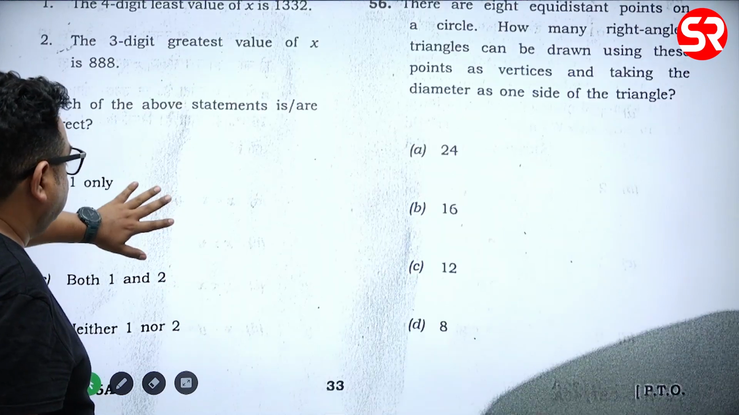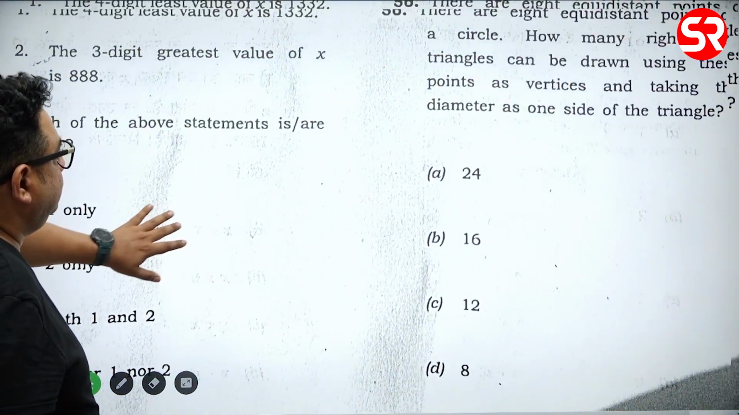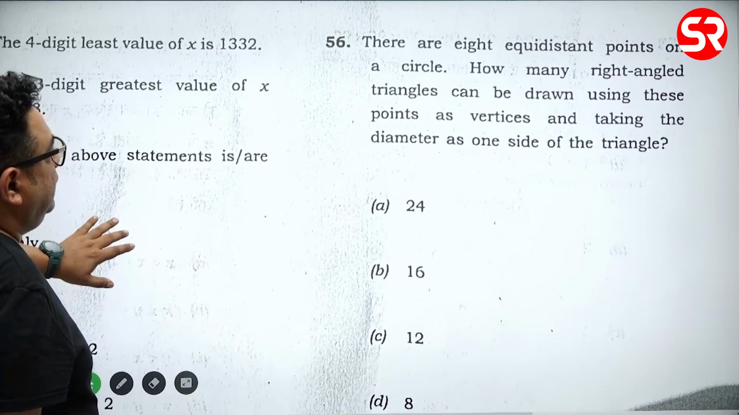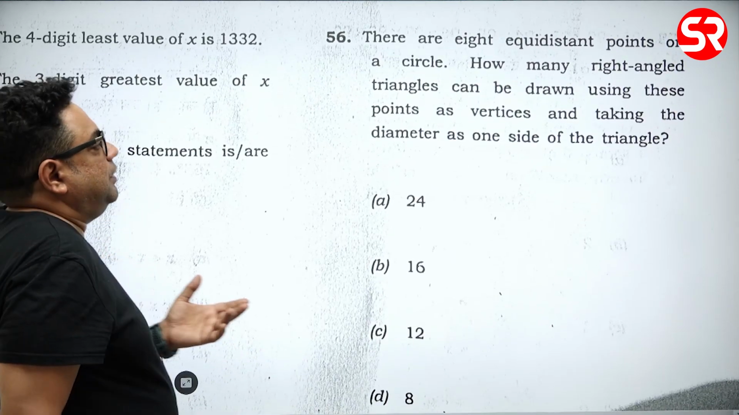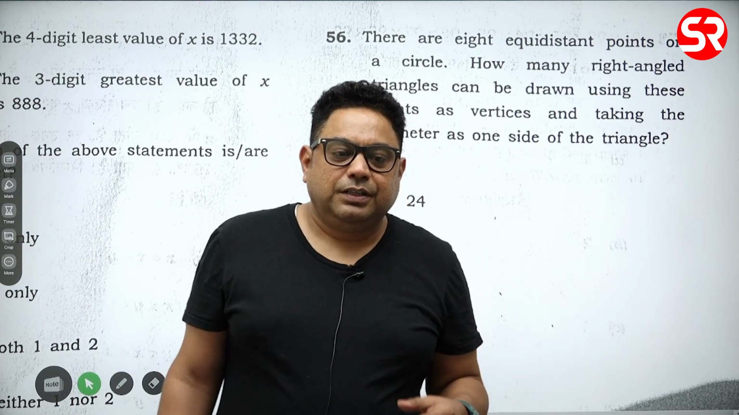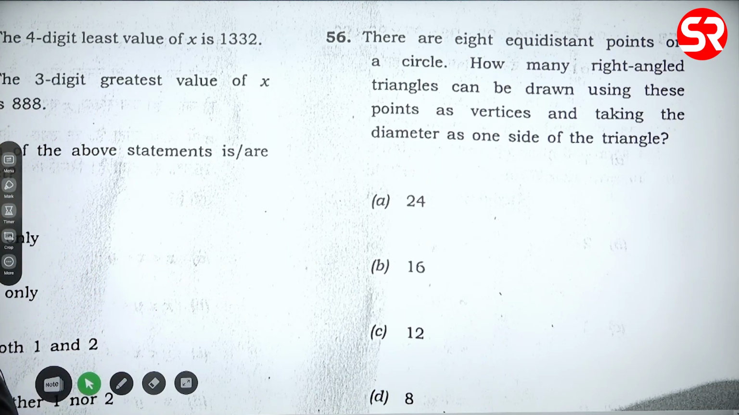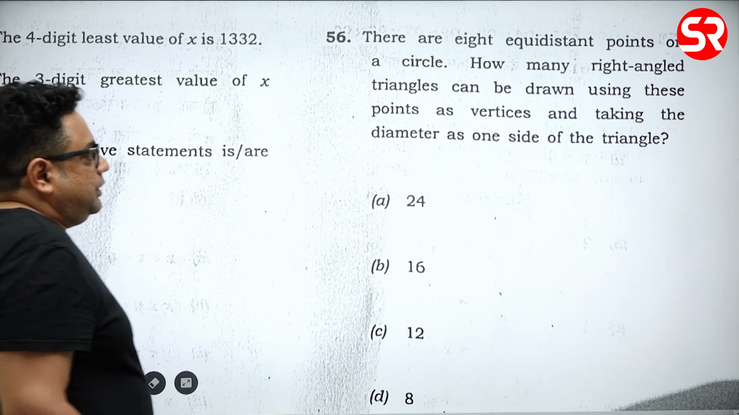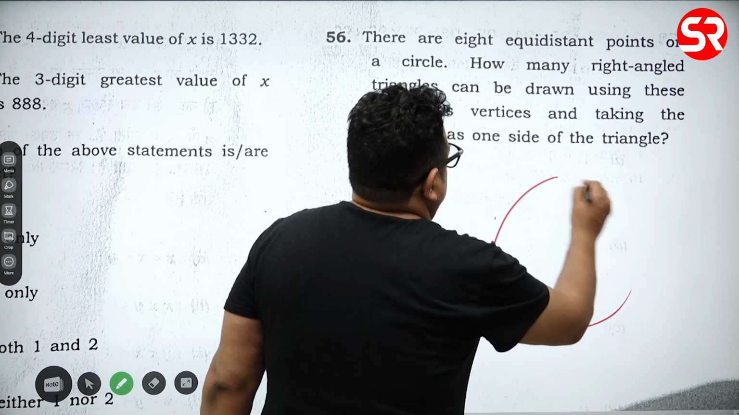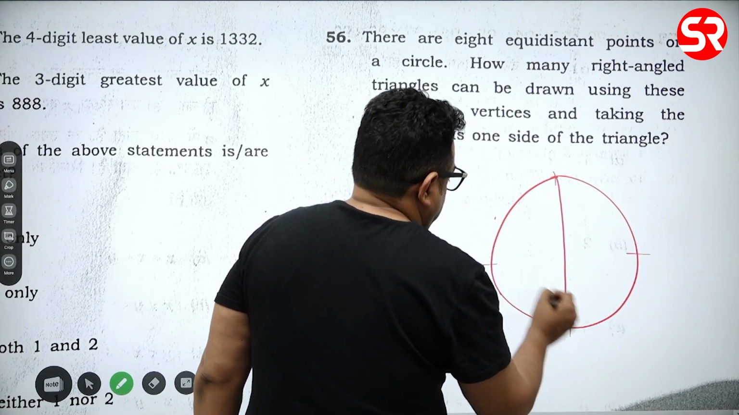56. He says there are 8 equidistant points on a circle. Amazing question again. There are 8 equidistant points on a circle. How many right angle triangles can be drawn using these points as vertices? 8 equidistant points, I'll say 1, 2, 3, 4, right?